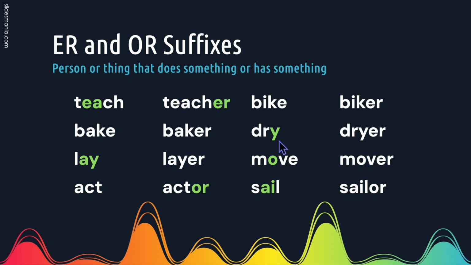Y at the end of a short word usually has a long I sound. So here we have dry, dryer. AY says A, lay, layer. This O will have the sound of oo, move, mover. Act, actor. While OR has the sound of or most of the time, at the end of a word, it generally sounds just like ER. So we don't say ac-tor, we say actor. AI says A, sail, sailor.